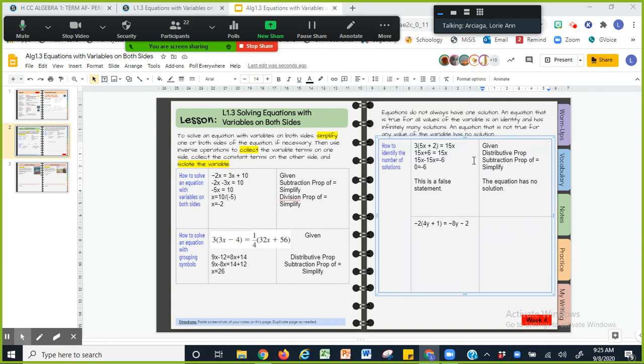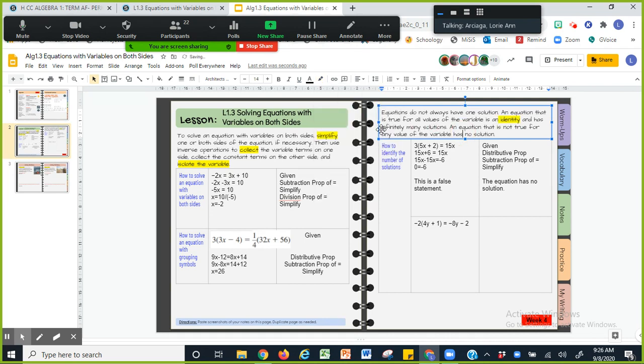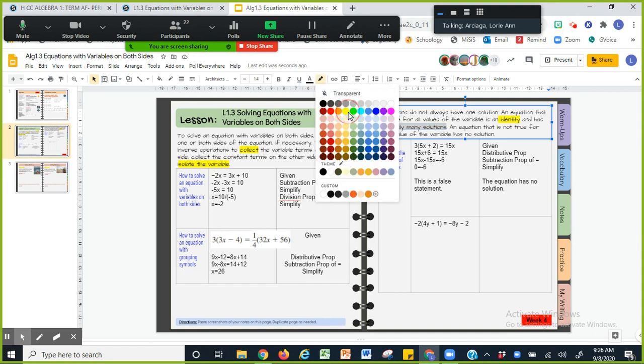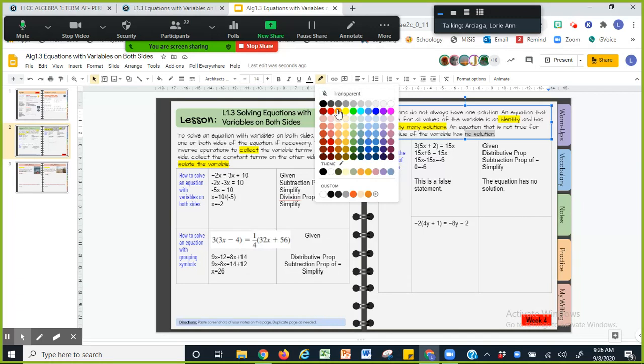Okay, so now what else could happen? Let's highlight some of what we wrote down here. Equations do not always have one solution. An equation that's true for all the values of the variable is an identity, and that's what I'm going to show you next, and has infinitely many solutions. Highlight that one as well. Infinitely many solutions. There you go. But an equation that is not true for any value has no solution, and that's what we just saw earlier.